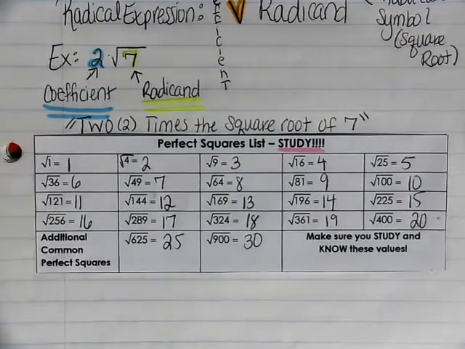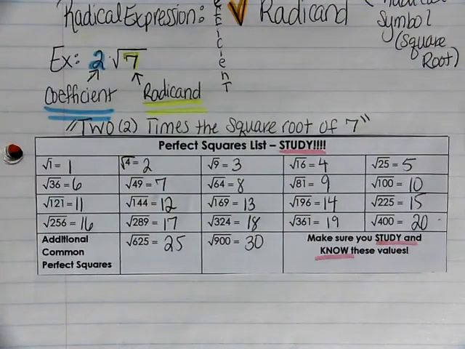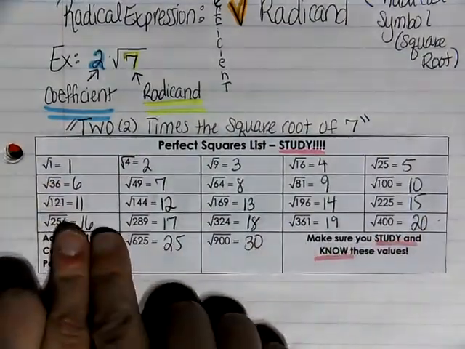Please make sure that you study and know how to work with these values because we will be working with them as we enter simplified radical form. So the numbers that I need you to be familiar with are the ones that are underneath the square root.